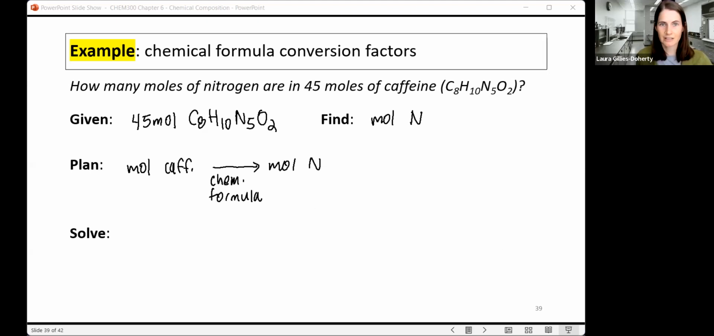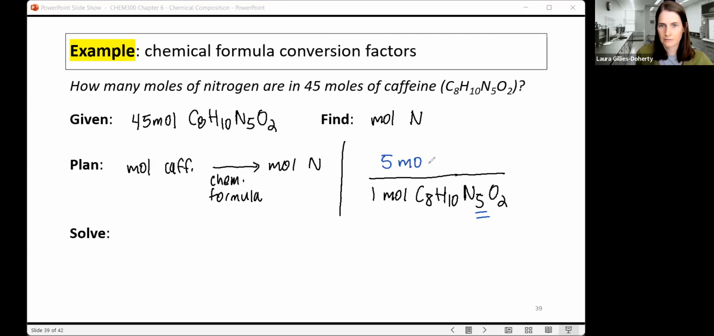and we're going to use the chemical formula as our conversion factor. And so from our chemical formula, for every 1 mole of our compound, C8H10N5O2, we can see that we have 5 moles of nitrogen. And that comes exactly from the chemical formula. There's 5 atoms of nitrogen for every 1 molecule of caffeine, which means there's 5 moles of nitrogen for every 1 mole of this molecule.